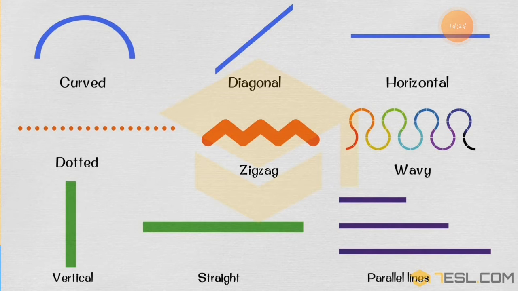We are not considering the direction here. It can be standing, sleeping, or slanting, but the line must be straight. So you can call it the straight line also.